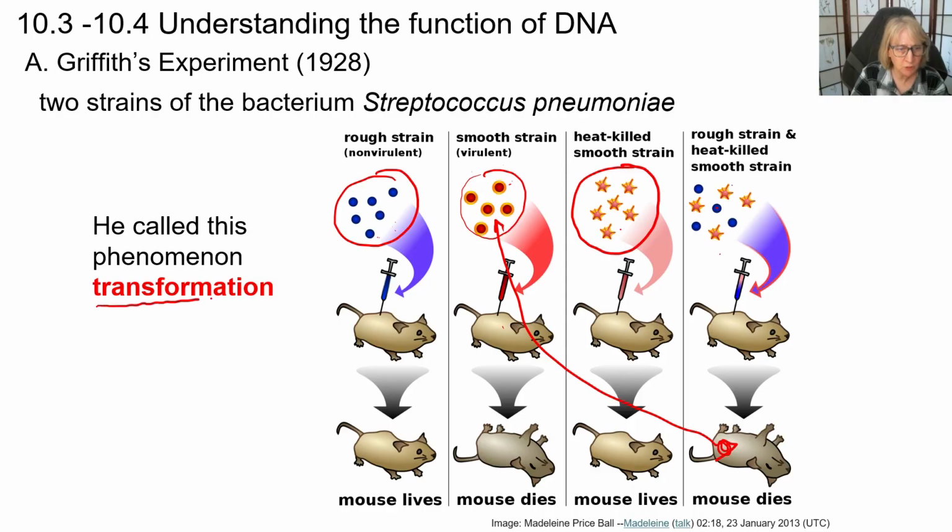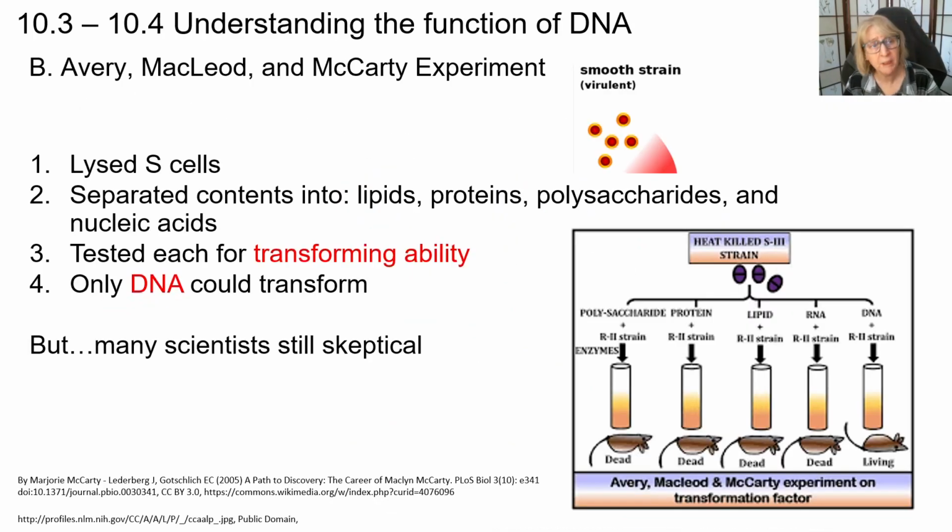We talked about transformation in horizontal gene transfer, but it was originally understood as an identifier of the fact that there literally was a code. Life is complicated, and it turns out there's a really complicated code behind it. Now, a little bit later, Avery, McLeod, and McCarty took the smooth strain bacteria and tried to see what component of them was actually the transformation factor.